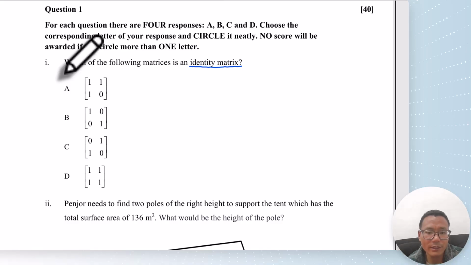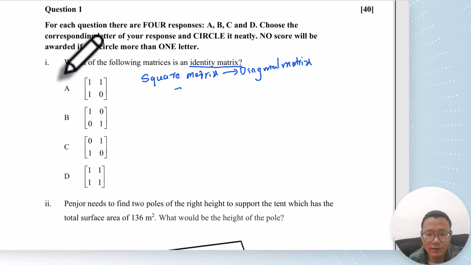So the identity matrix must be a square matrix, firstly a square matrix. And it must be a diagonal matrix. I think you can easily identify the identity matrix. So what is a diagonal matrix? A diagonal matrix means all elements of the matrix are zero except the diagonals, which are non-zero.